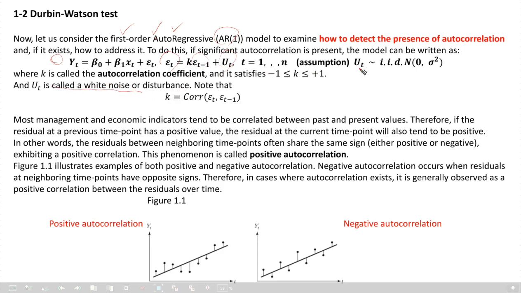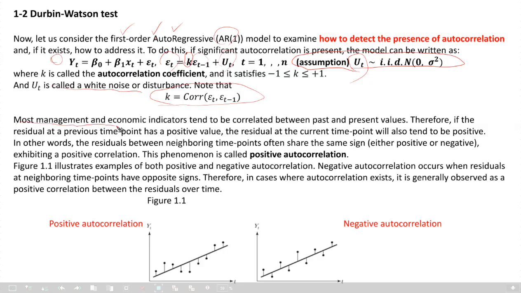That is, as usual, the assumption about error terms. This white noise is IID normal with mean zero and variance sigma squared, and k is the autocorrelation coefficient, and it is between -1 and +1. Okay, like this. k is the correlation coefficient between epsilon_t and epsilon_{t-1}.